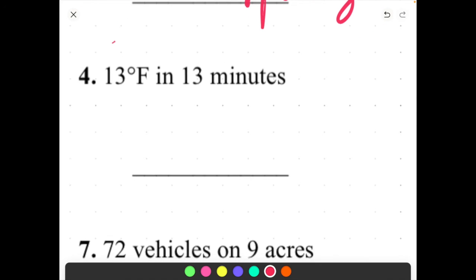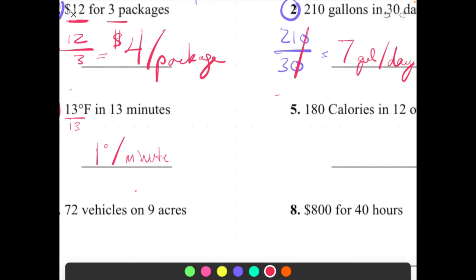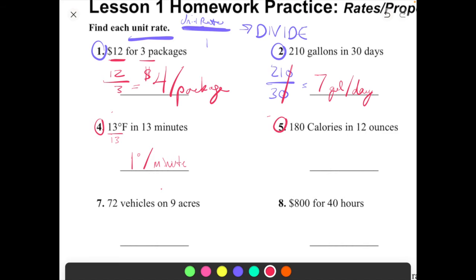All right. 13 degrees in 13 minutes. Again, 13 divided by 13. Any number divided by itself is 1. So that is 1 degree for every 1 minute. Number 5.